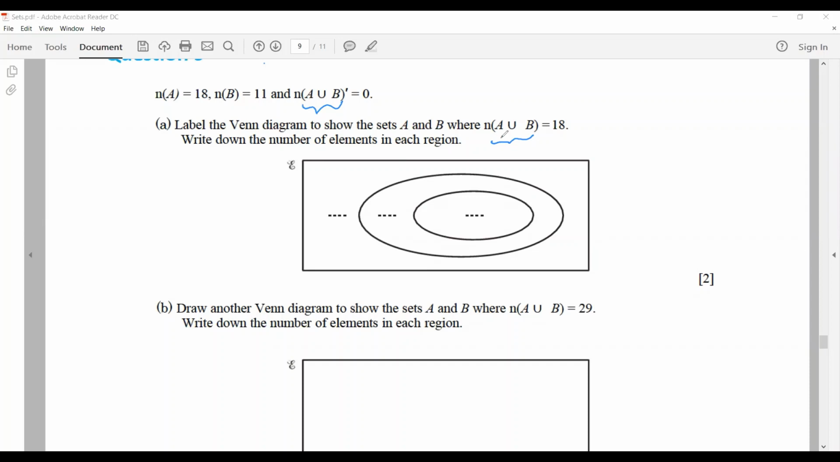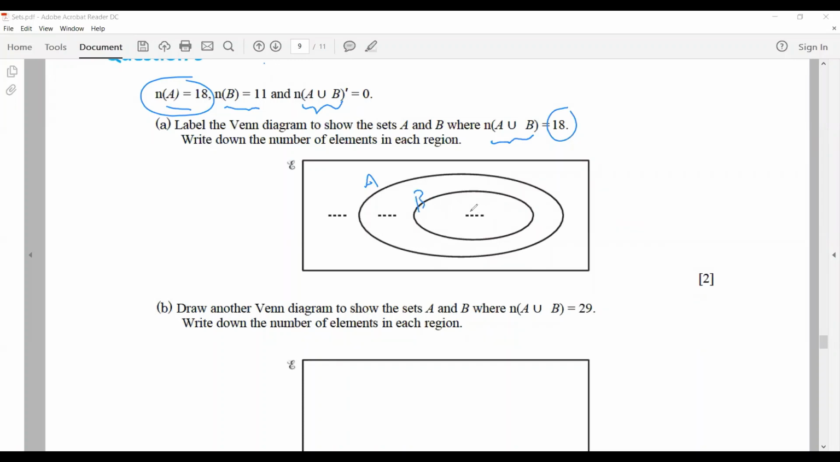Now, the union of A and B is 18, okay? And B is the smaller set, right? So it means that according to our Venn diagram, either this should be A or B. If this is A, this should be B, and if this is B, this should be A. Since A has the bigger number of elements, I'm going to choose the bigger circle to be A and this one to be B, right?